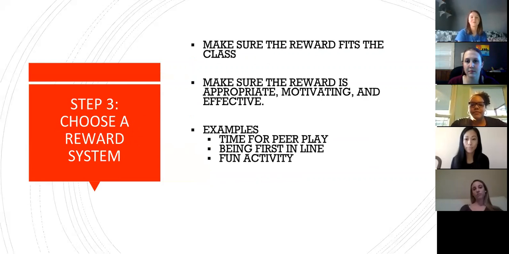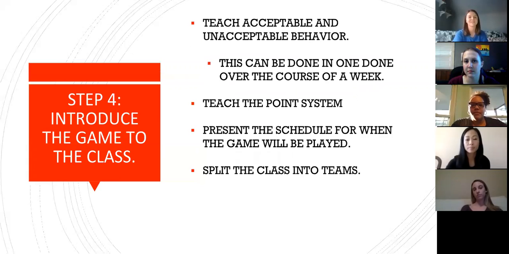Step 3, this is where you want to choose a reward system. You want to make sure that the reward system fits the class. It's something that's motivating to every student, and this can be done through interest inventories, or the teacher can ask for teacher-chosen materials, and then the students can vote on which they like the best. You want to make sure it's very appropriate to each student. That way they're motivated to actually try hard in the game. Examples of some rewards can be time for free play, being first in line, or a fun activity like watching a movie in class.